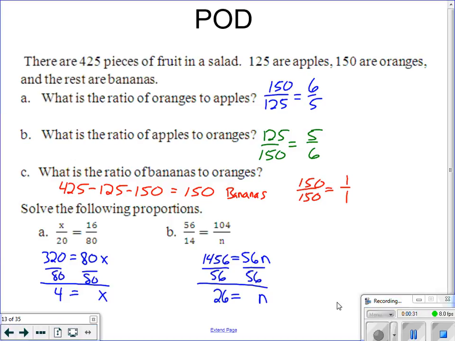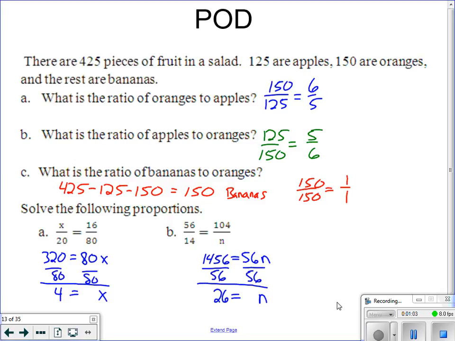All right, take a minute to check these over. I want to just call your attention to letter C there, the ratio of bananas to oranges. So you'd have to take the total pieces of fruit, subtract out the 125 apples, subtract out the 150 oranges, and that's going to equal 150 bananas. So bananas to oranges would be 150 over 150, which would simplify to 1 to 1.